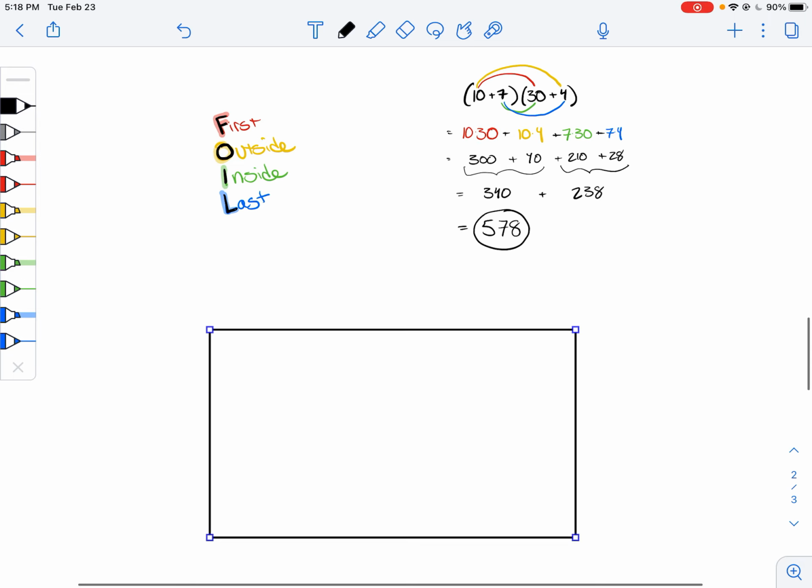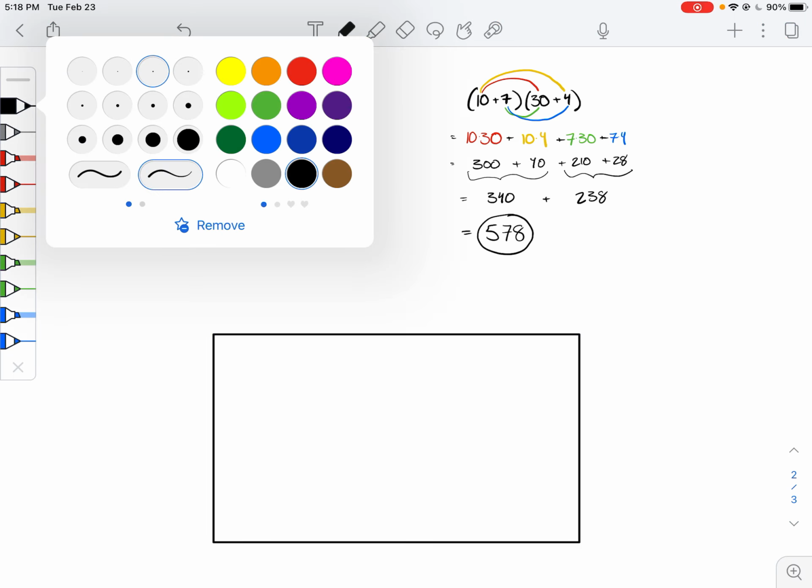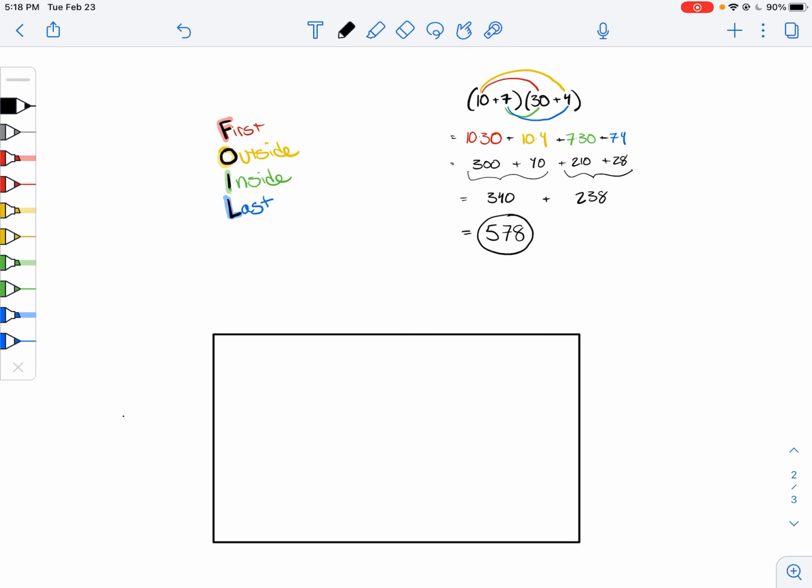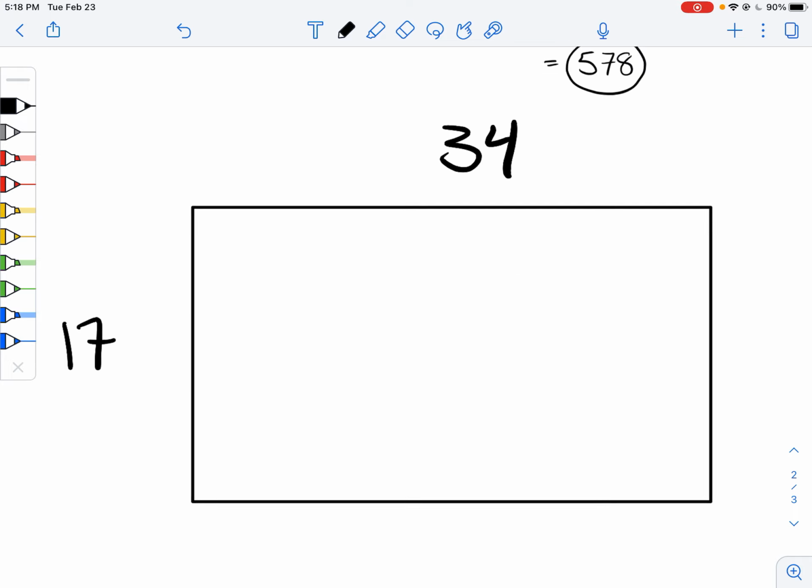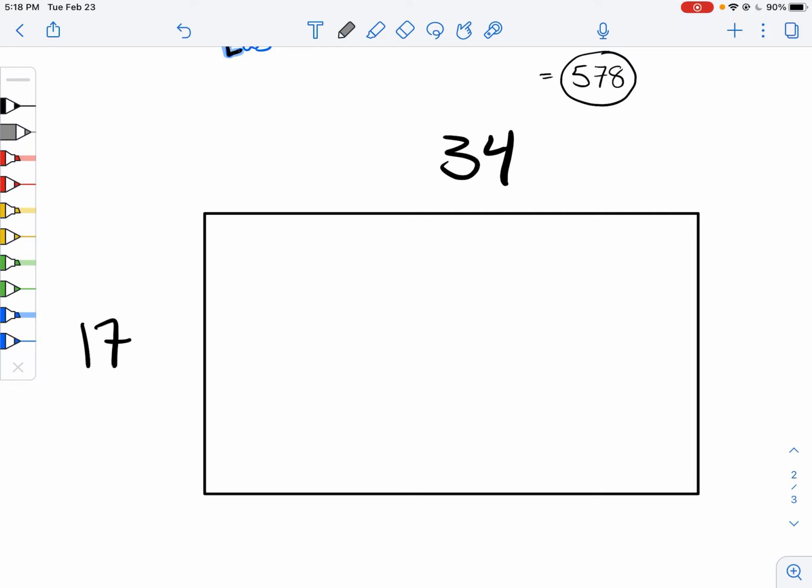Okay, and you know the rectangle is 17 by 34. And you can't find the area of it quickly, so you break it up into smaller bits. You say, you know what? I'm actually going to say this is the same thing as 30 plus 4 times 10 plus 7. This is not to scale, by the way.